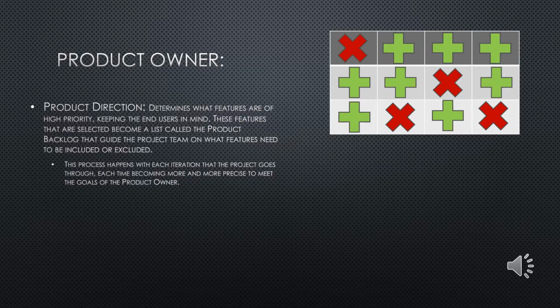Once the set of high priority items are complete, they rerun the entire process of selecting features and items and turning them into another product backlog. Each time the list gets more and more precise until all the wanted features have made it into the final product.